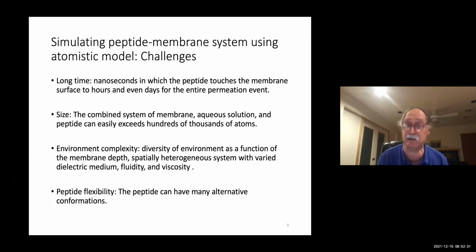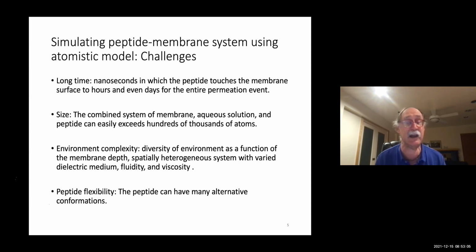The system is large. People have done larger systems these days, so this is perhaps not the most important factor, but nevertheless, you can go into hundreds of thousands of atoms, and you are really trying to model well the membrane and the aqueous solutions and so on. It's a very complex environment. When you pass inside the membrane, this diversity of different environments is definitely far from homogeneous. It's going to change as a function of membrane depth, as the peptide goes more and more inside, which is partially heterogeneous.